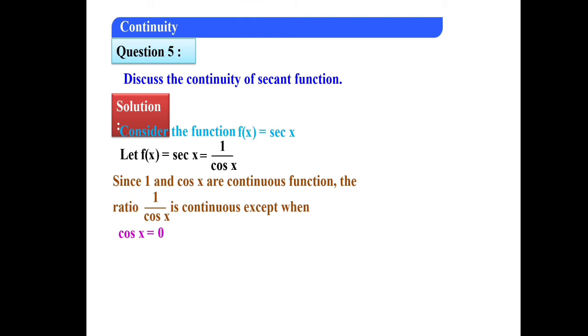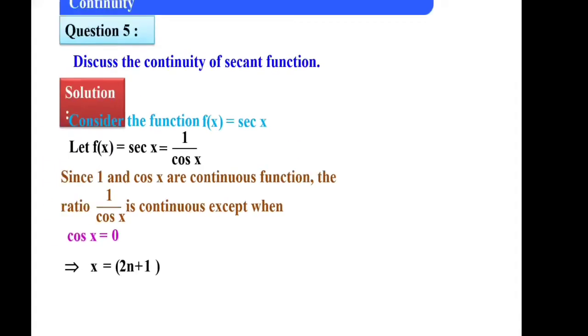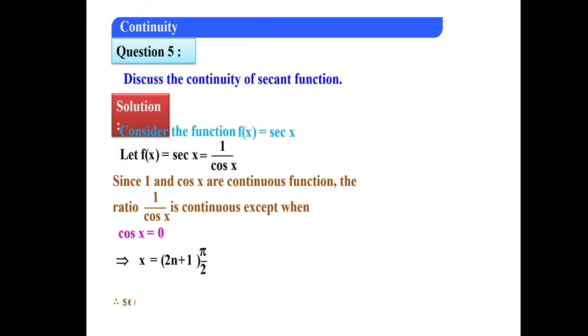Now we have to find out at which angle x cos x becomes 0. That is the solution. Cos x becomes 0 for odd multiples of pi by 2. Therefore, the second function is continuous except at (2n plus 1) into pi by 2 angle. For the remaining angles, if you draw the graph, the function is continuous.